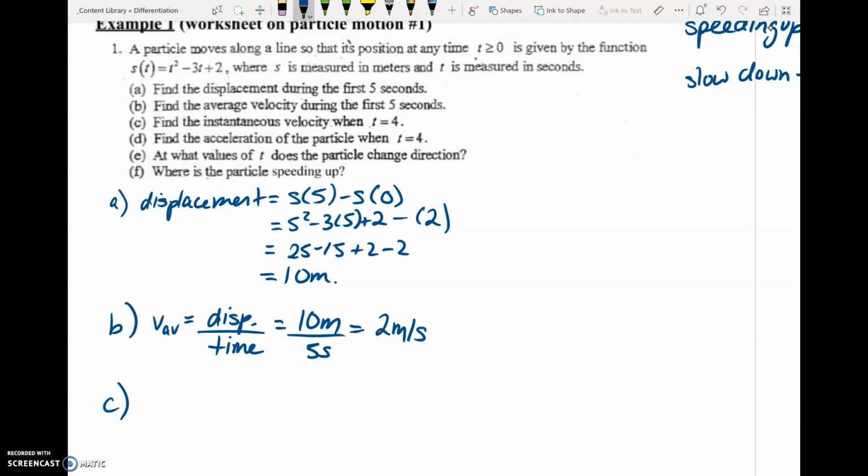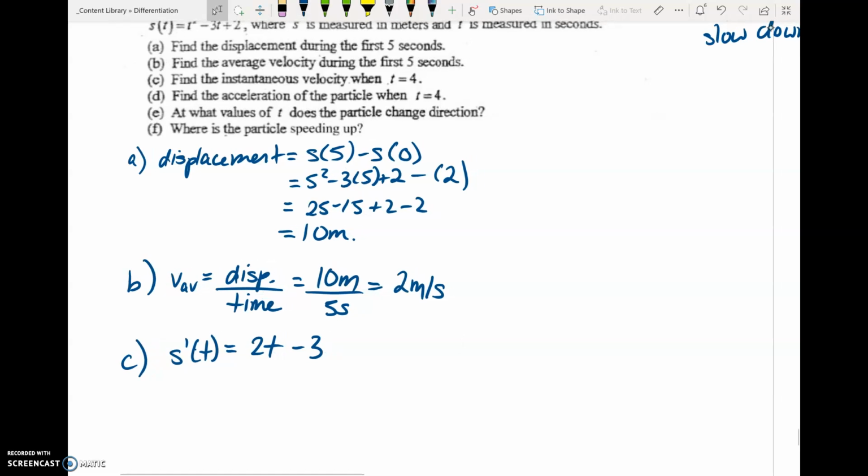Instantaneous velocity is very different from your average velocity. Remember when I made you calculate m secant and m tangent? Well, similar case here. So m secant would have been your average velocity, and then m tangent is your instantaneous velocity. So if we want to calculate the instantaneous velocity, we need to take the derivative of s. And then we'll evaluate it at 4 afterwards. So we're going to find s prime of t. This is 2t minus 3. And then we're going to evaluate it at 4. Which is 5 meters per second.